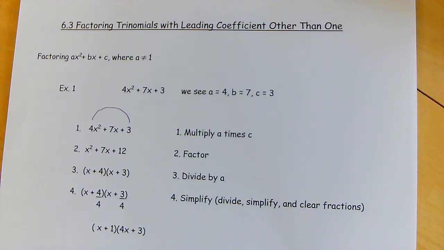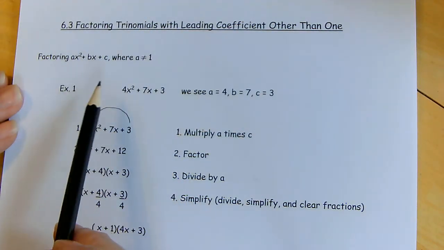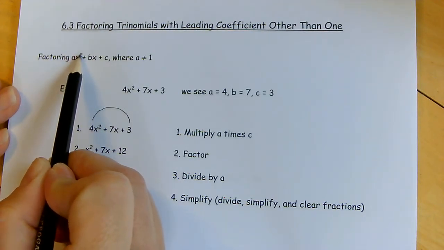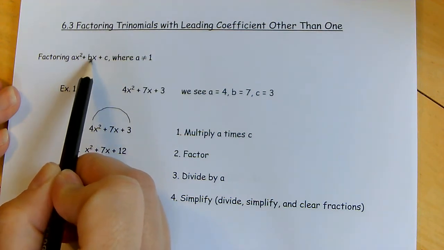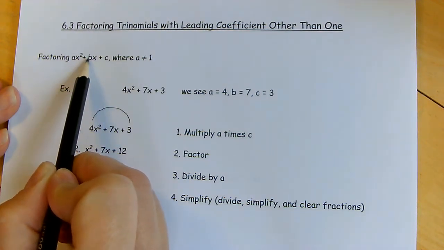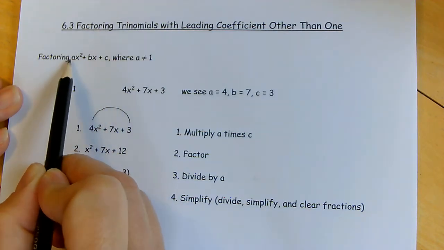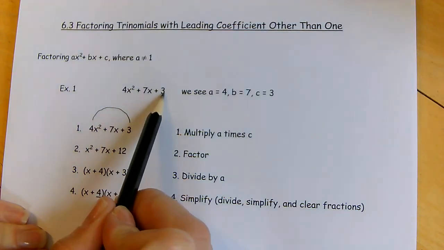Now we're factoring trinomials with a leading coefficient other than 1. So a is not 1 anymore. Notice the x squared, the a in front of the x squared is the leading coefficient, and it has the power of 2. B is in front of just the regular x, and then c has no variable there. It goes a, b, c. So that's the order you want your trinomial in.